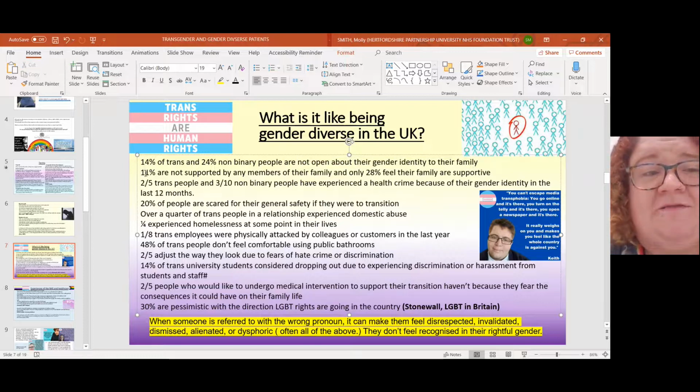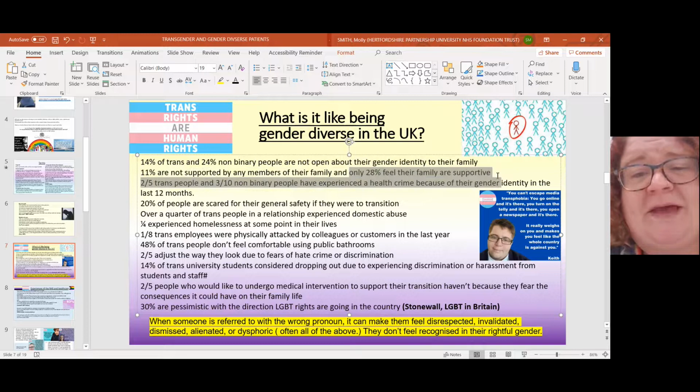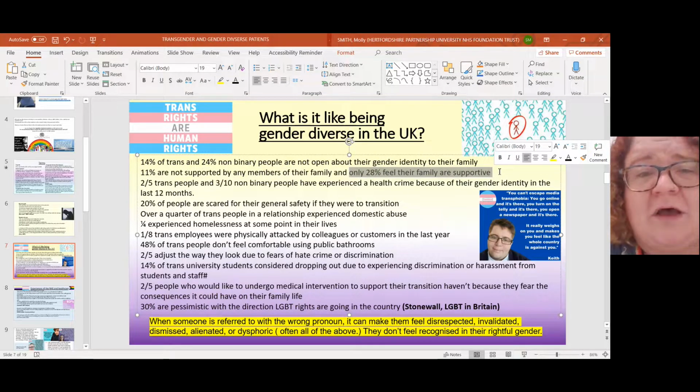11% of people surveyed were not supported by their family. And in fact, only 20% of the whole people surveyed said that they felt their family were supportive. I mean, that's massive, isn't it? Imagine having a family that aren't supportive of basically who you are. Your gender identity is part of who you are as a person. That's so isolating and must feel incredibly rejecting.